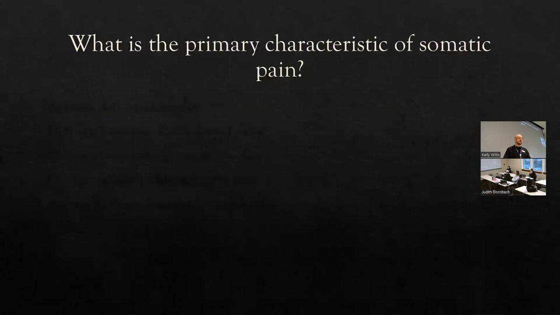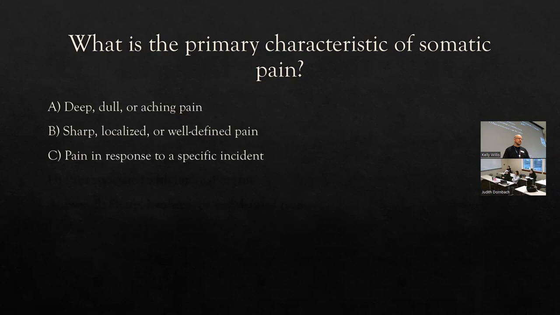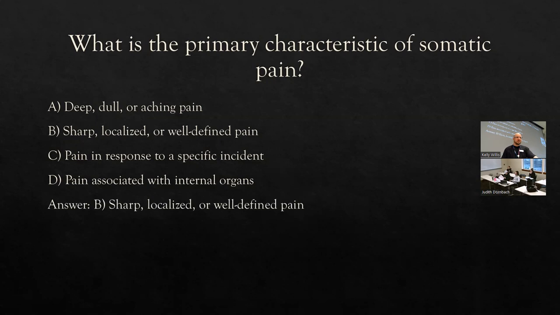The primary characteristic of somatic pain, C or D? Okay. Anybody else? B. So we have a few B's, one A. Sorry. So you're going with B again? Yeah. Okay. How about Curry? Do you agree? We're conflicted as well. Okay. So what would you say? B. Something that you can point to, yeah. So, localized pain. No, I don't have rationale for that one.